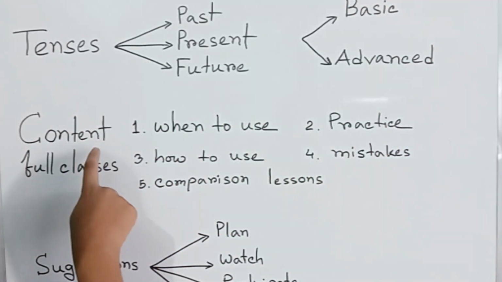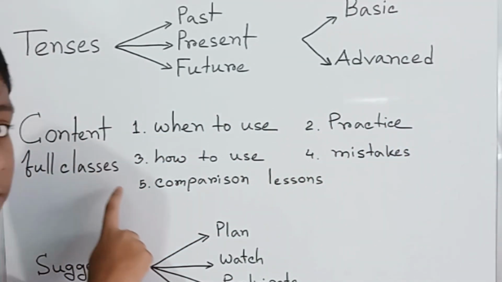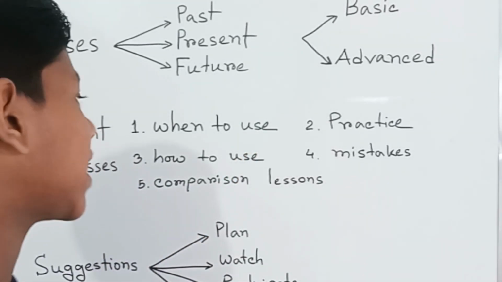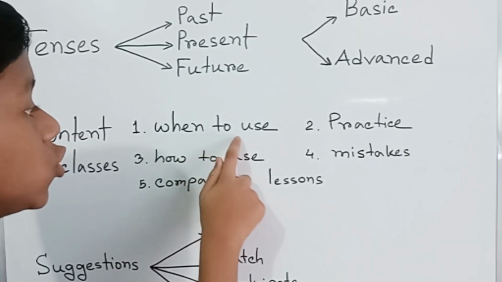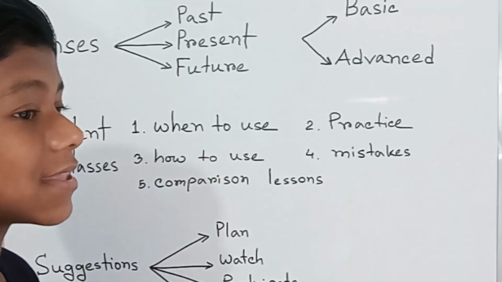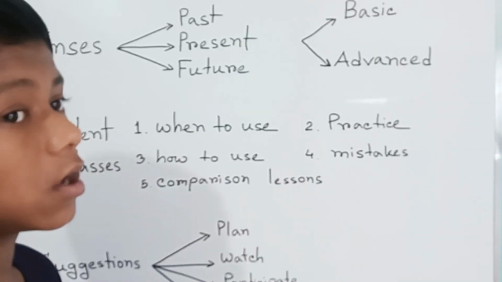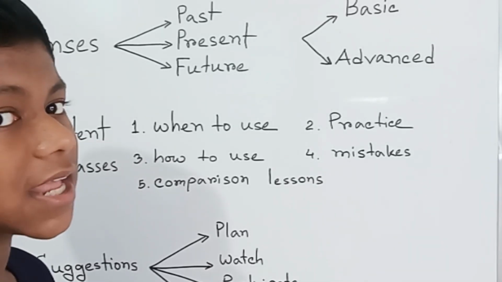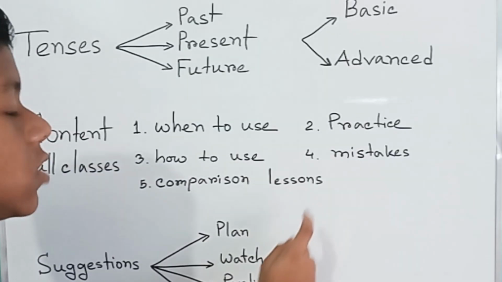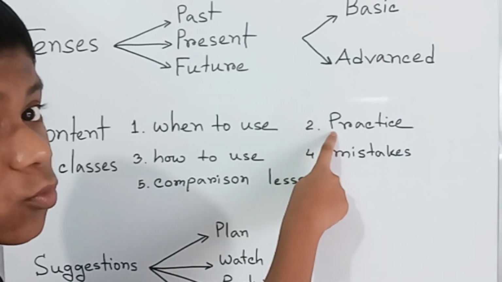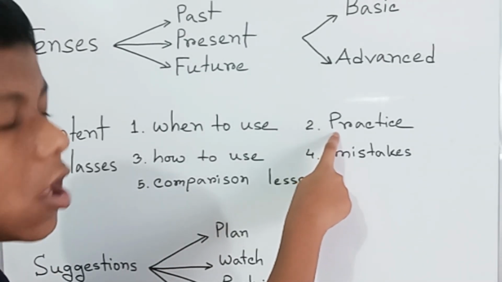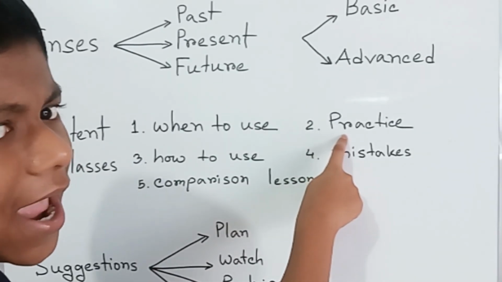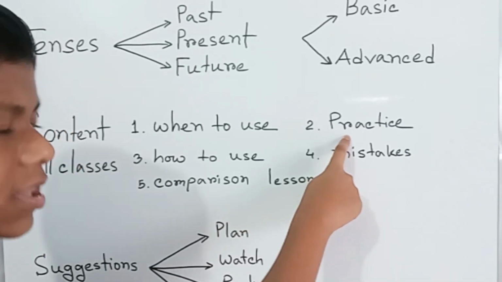Then we have to know the content of the classes. It means that we have to understand how our lessons will look like. So first of all, when to use. When to use indicates when we have to use the tenses. So we have to understand the situation and the definition of the tenses, and then we can use them. Then next is practice. After watching the videos, we have to practice the tenses and make some examples with others as we can, and we can make them by ourselves, no problem.